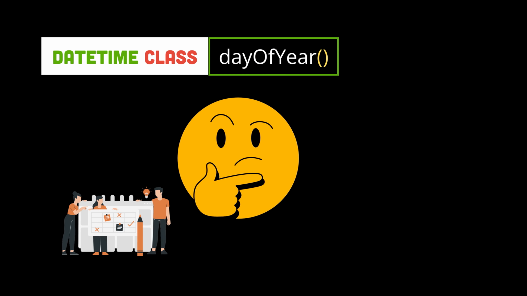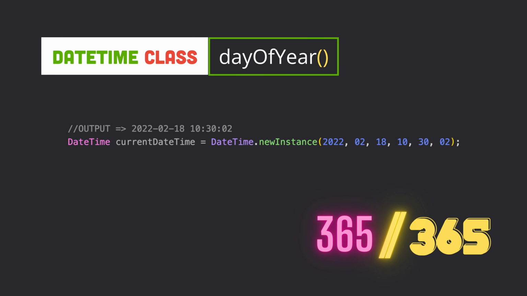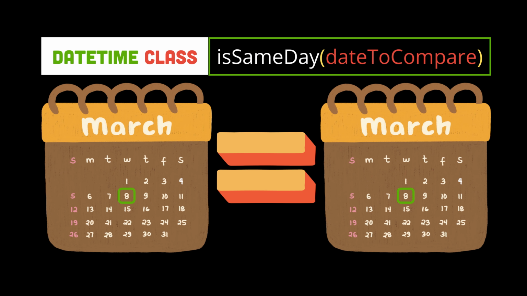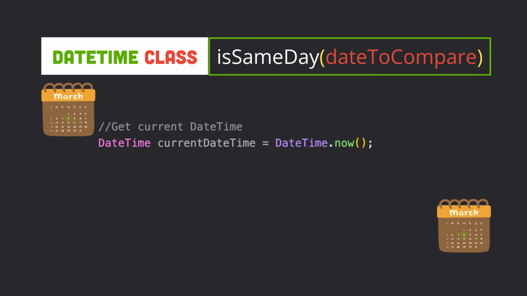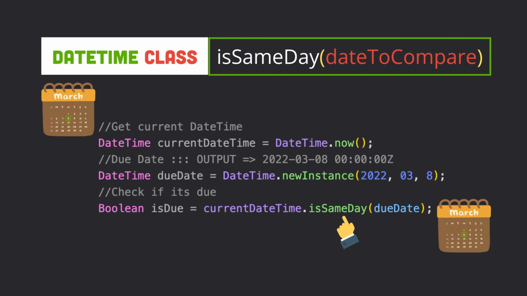Have you ever wondered what's the day count of any given date out of 365 days? Well, there is a way you could figure that out in Apex, and it is by using the dayOfYear method on a given datetime variable. What about comparing 2 dates and finding if those 2 dates are similar? For instance, here we declare a datetime variable for the current date and time using the now method. Then we create a new instance of datetime by passing only the date components, that is the year, the month, and the day, keeping in mind that it auto-sets the time. Now we can use the isSameDay method on the current date time and pass the due date as the parameter. This, as a result, will return a true or false based on if the dates are similar.